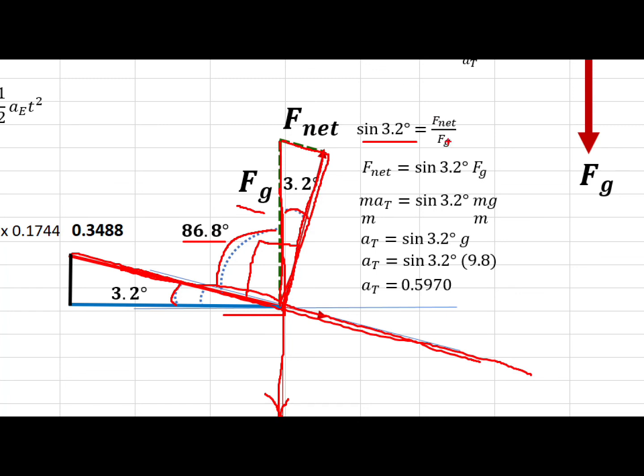You follow? Then rearranging this, cross multiply, we can arrive at this equation: F net is equal to sine 3.2 degrees times FG. Now we know that your F net is mass times theoretical acceleration, which is what we are going to determine. And we know also that FG is the force of gravity, that is mass times gravity. We want to get rid of the mass here, so we divide by M, over mass, so we can cancel that out.